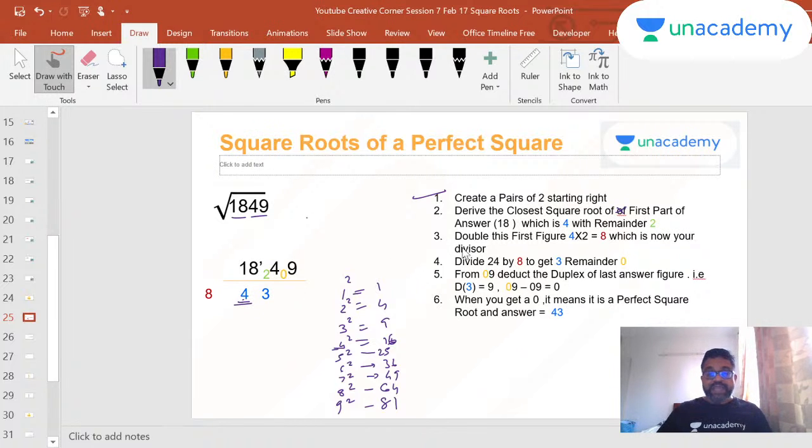4. The next step I do is I simply go and double this, and I keep this on the side. I simply go and double this, and I keep this on the side here.